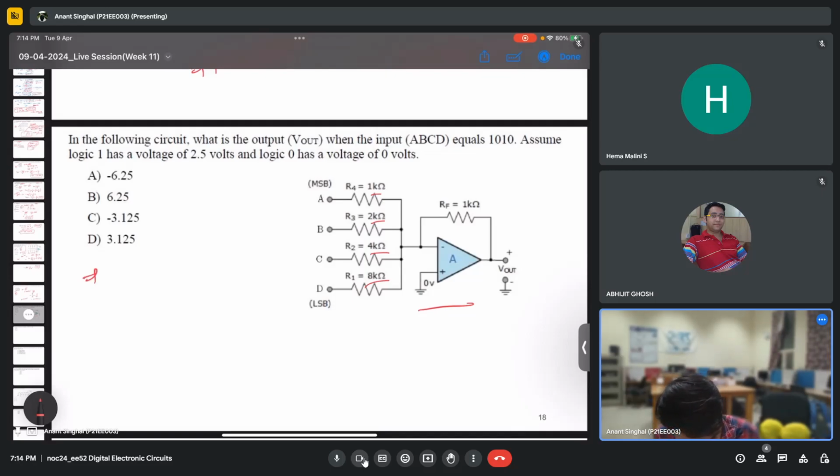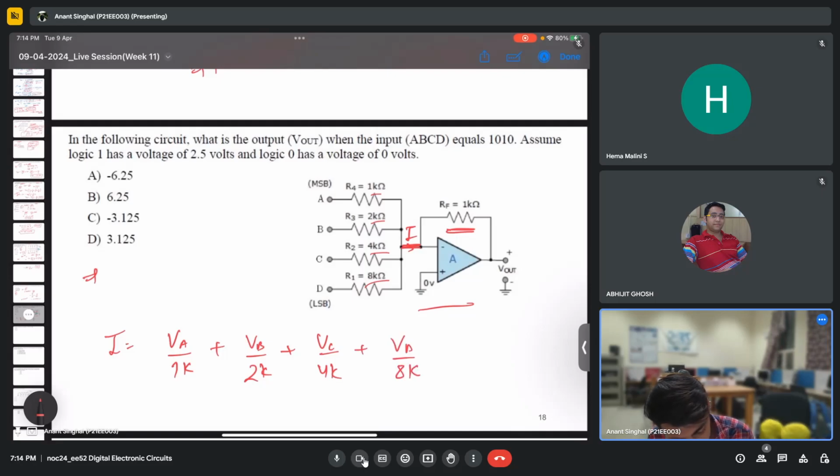Sorry for the delay. So this is again an op amp. Let's calculate this in a very conventional manner. So this is I, let's say. This is nothing but VA by R, which is 1 kilo, then VB by 2 kilo, then VC by 4 kilo, and then VD by 8 kilo. Now the given question has ABCD as 1010. So this is 1, this is 0, this is 1, this is 0.